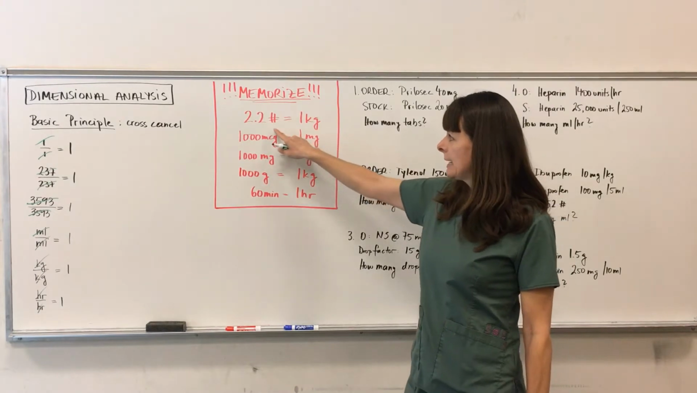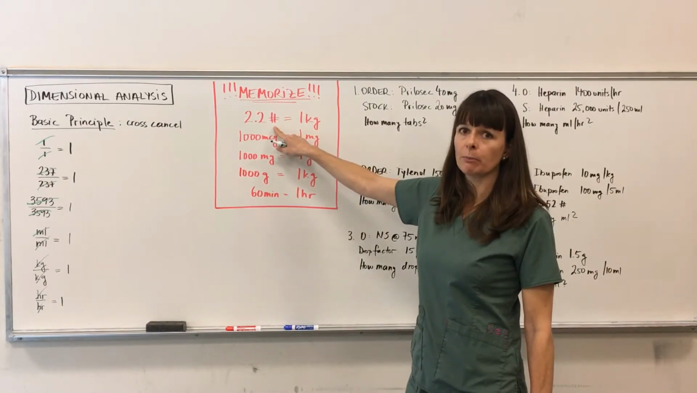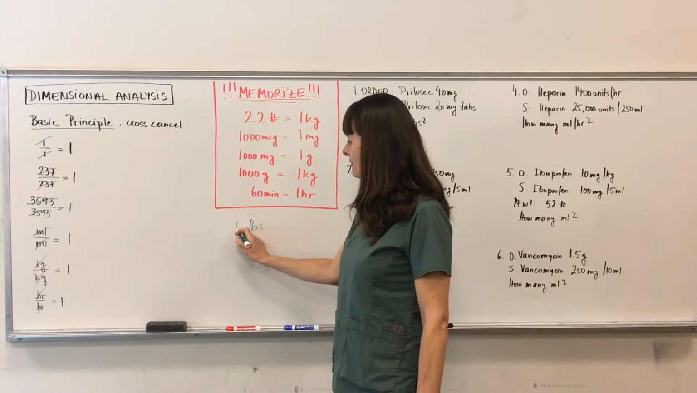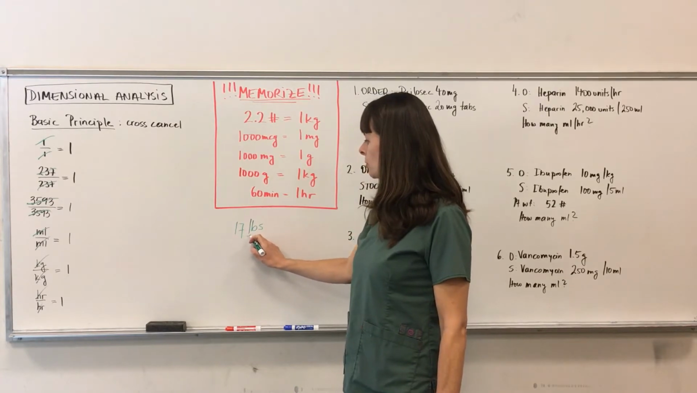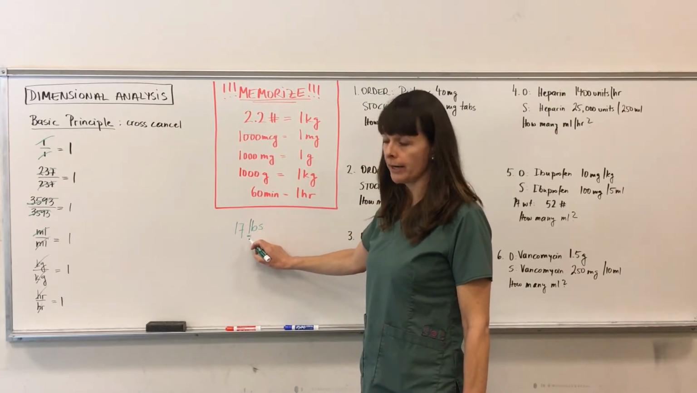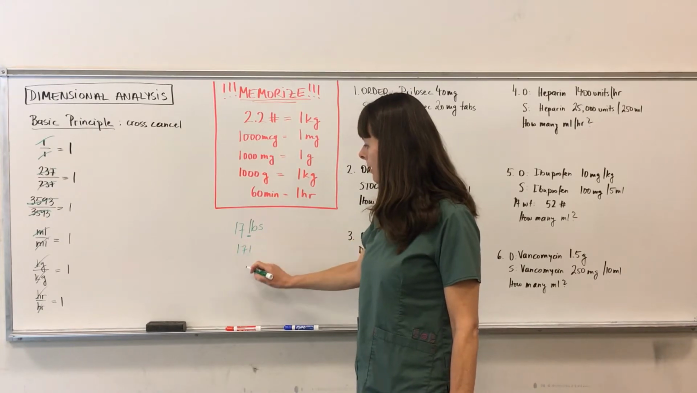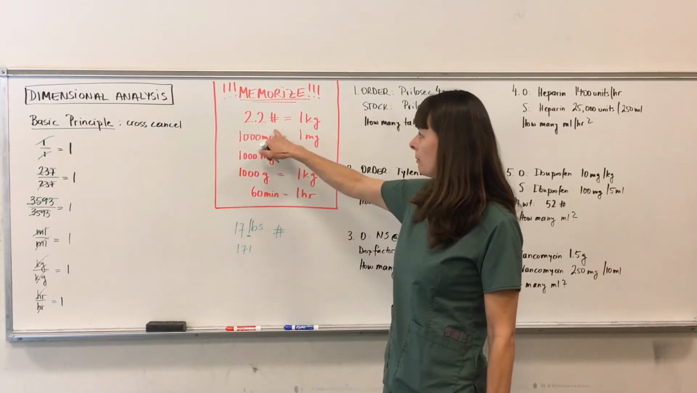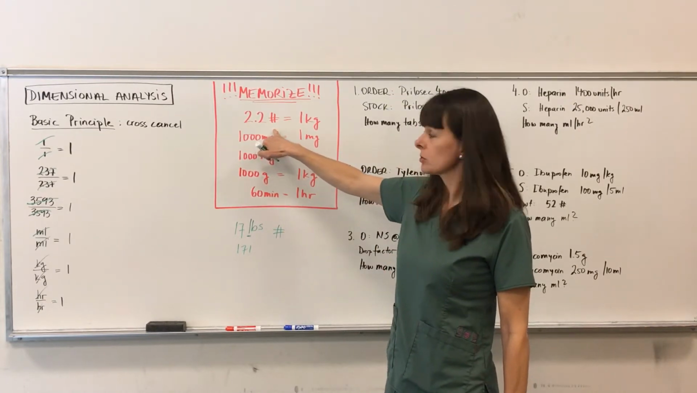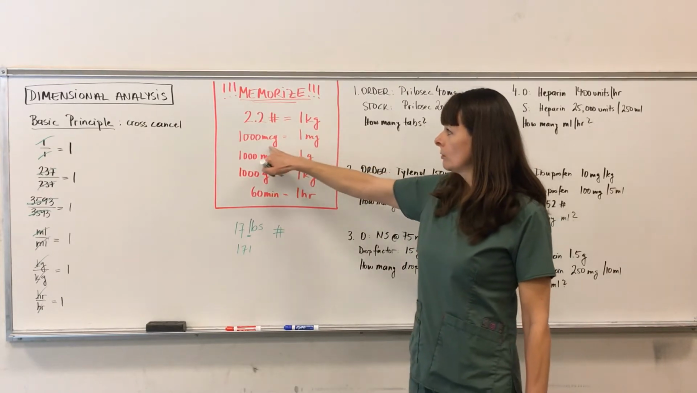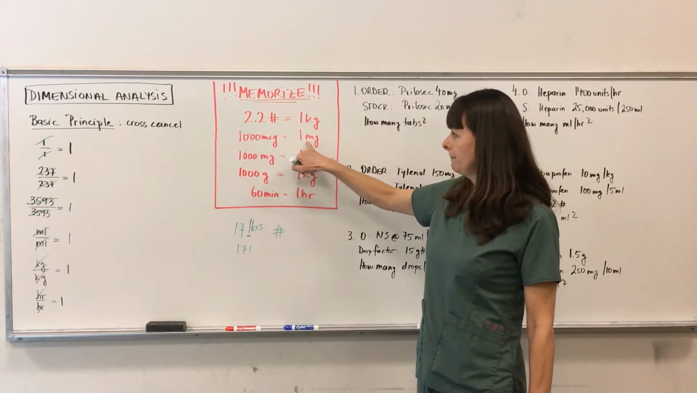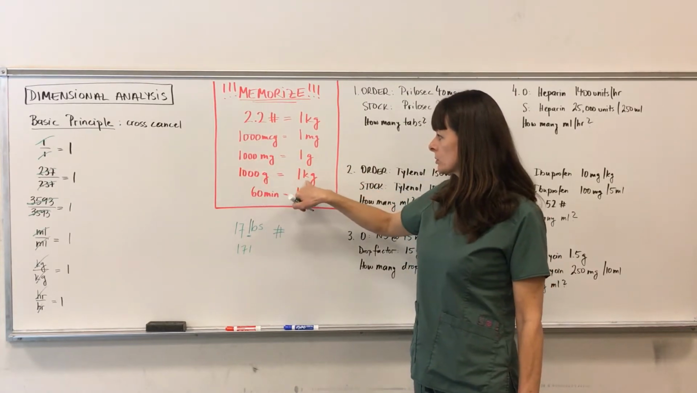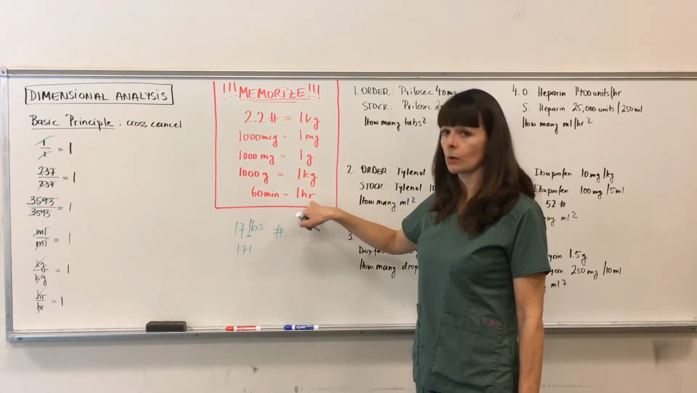So first of all, I always like to abbreviate pounds with the pound sign rather than writing LBS. Because if I have, let's say, 17 pounds, I might interpret this L as a 1, and then all of a sudden I have 171 and my math will be off. So I prefer to write down the pound sign for pounds, and I know that 2.2 pounds equals 1 kilo. 1,000 micrograms equals 1 milligram. 1,000 milligrams equals 1 gram. 1,000 grams equals 1 kilogram, and 60 minutes equals 1 hour.